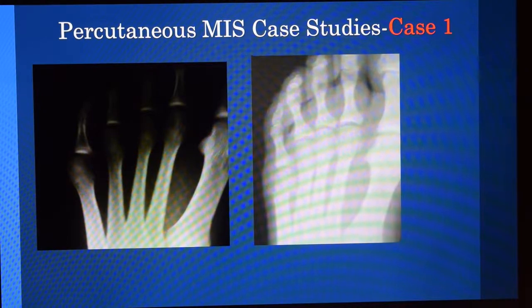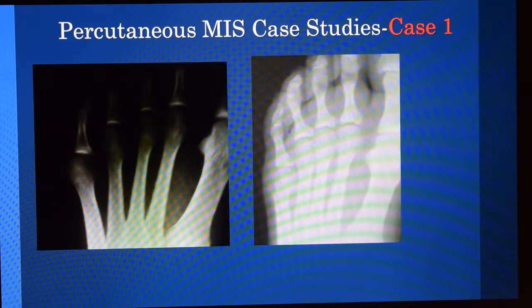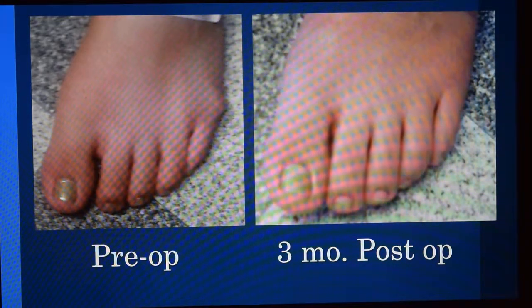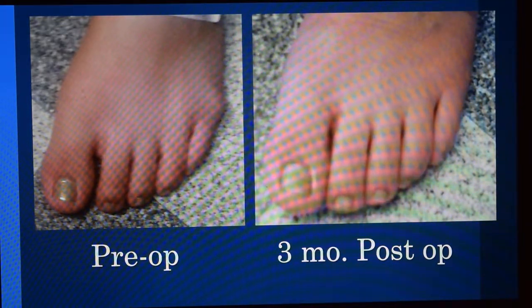This patient was very concerned about cosmetic outcomes. She's a young girl, about 18 years old. So this is the result we got here. You can see the pre-op there, post-op there. When she looks down at her foot, she doesn't see a scar, is what she kind of wanted.